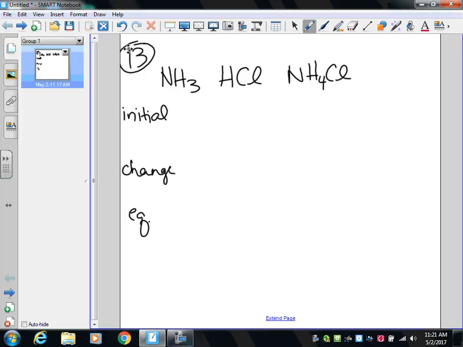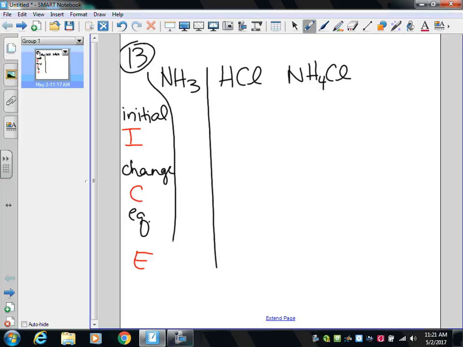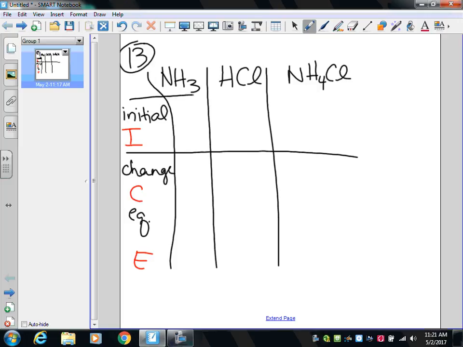So quick reminder, ICE, that's how we get them. Initial, change, equilibrium. So that's how we get that. Okay? So, you're going to have a chart here. It's going to be hopefully neater than mine. This is the one that people don't know how to do.